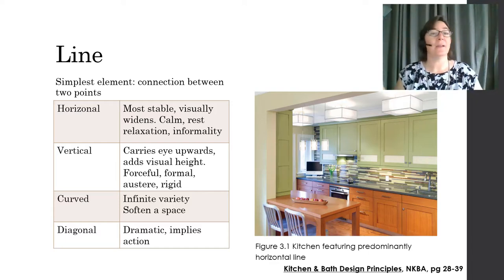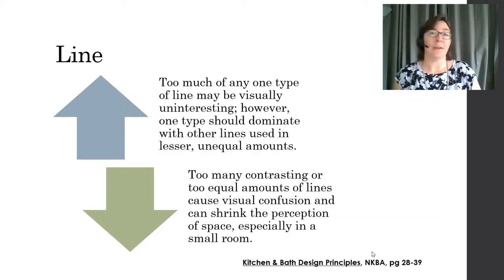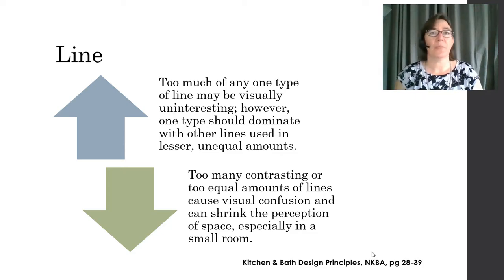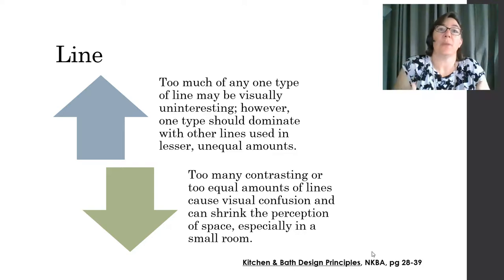A curved line comes in just about infinite varieties, and it can be used to soften a space. Diagonal lines feel dramatic, and they can imply action. So when you're using the element of line in your designs, one type, horizontal, vertical, etc., should dominate. The other types should be in there, but with kind of a subordinate role, right? Too much of any one type could be boring though. But if you use too many different types, you can get some visual confusion and your room actually will seem to shrink.